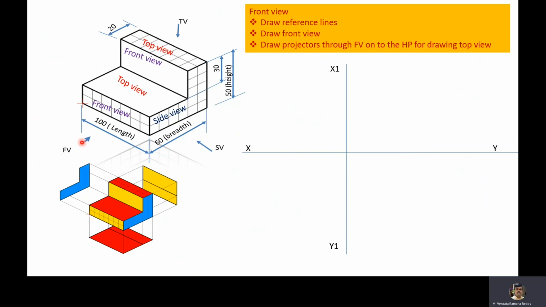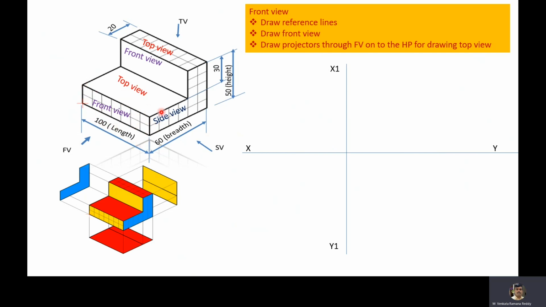Now we'll draw the front view. In the case of front view, this particular rectangle is, say, 100 by 20. How do we get 20? By subtracting 30 from 50. That is, the length is 100 and the height is 20. This particular rectangle we are able to see.